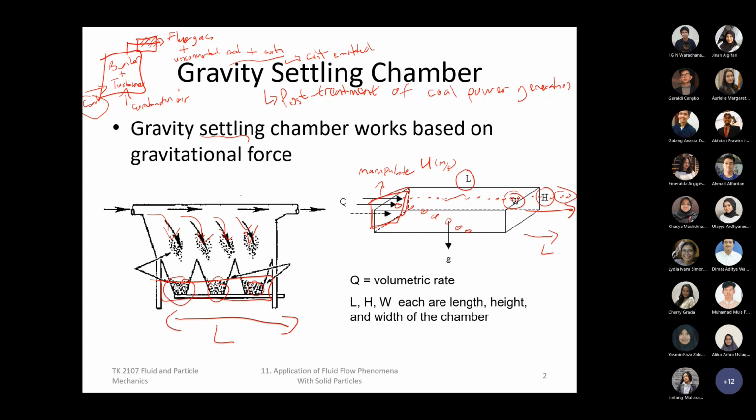If this still can't be done, then you can't use this kind of traditional technology. Maybe you have to remove the particle using a cyclone, or maybe you use electrostatic precipitation, some kind of more advanced technology. But that's another topic to be discussed.